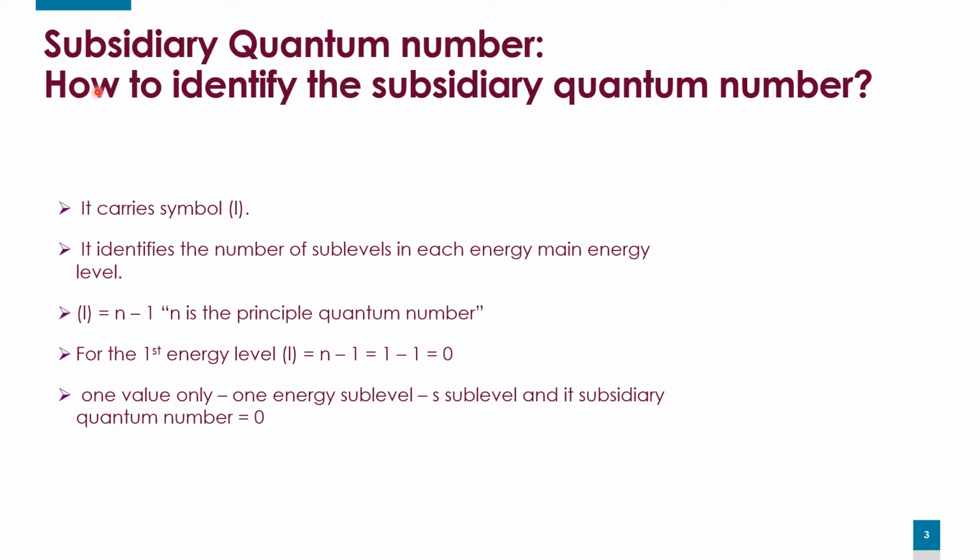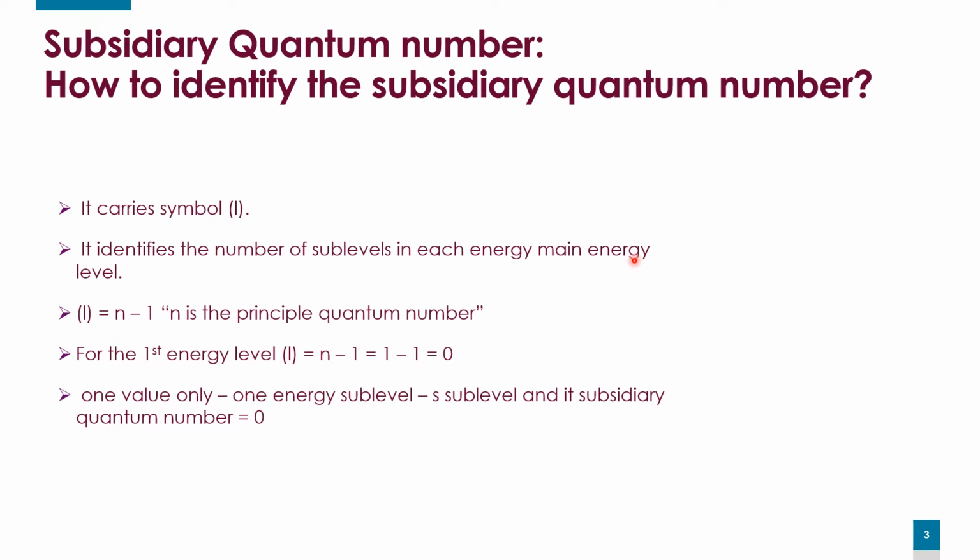The other quantum number we are going to talk about today is the subsidiary quantum number. What is the subsidiary quantum number? We use it to identify the number of sublevels in each energy level. It carries the symbol L, small L. It identifies the number of sublevels in each energy level.